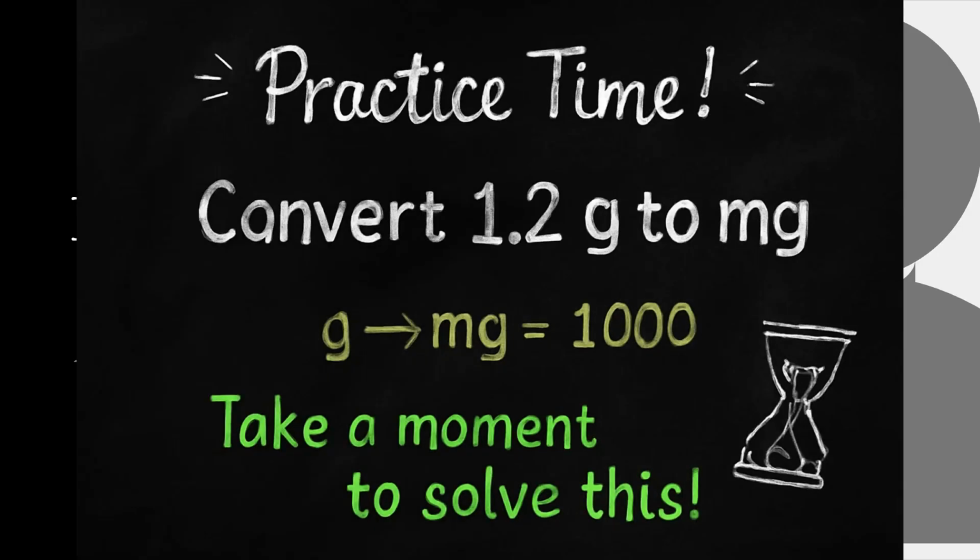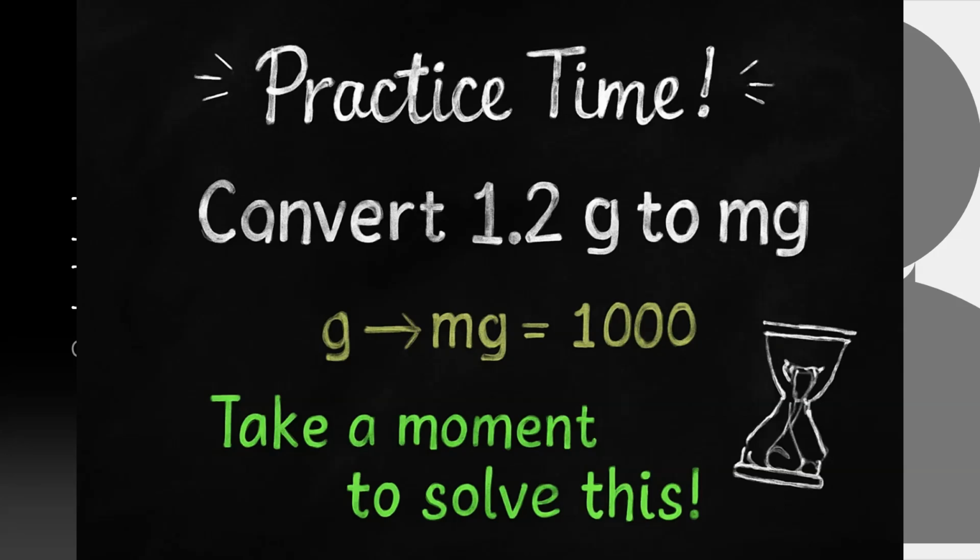It's time to put your knowledge to the test. Here's a practice problem for you. Convert 1.2 grams to milligrams. Take a moment to pause the video and work through this problem on your own. Remember the key principle we learned. When converting from grams to milligrams, multiply by 1,000. Give it your best try.